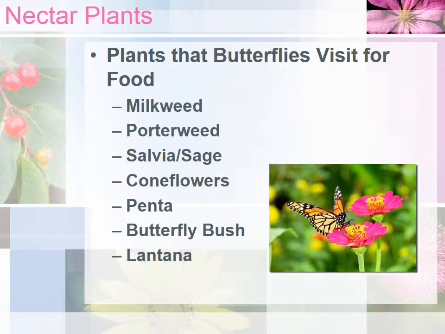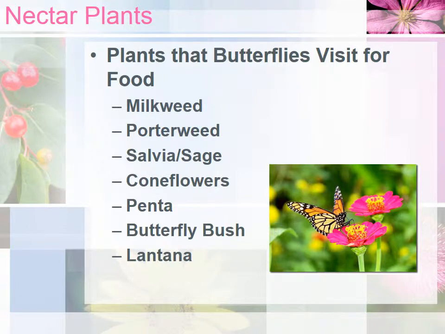The monarch butterfly not only nectars from the milkweed, but actually you'll find out that it's a host plant, which is where they lay their eggs. And milkweed is also, other butterflies love to nectar from milkweed. Porterweed is another one, comes in a variety of colors. Salvia and sage, lots and lots of varieties of butterflies nectar from those plants, and they also come in many colors. Coneflowers are very cool flowers.